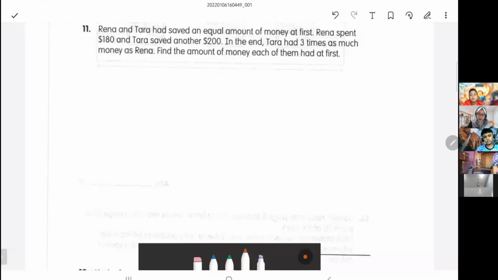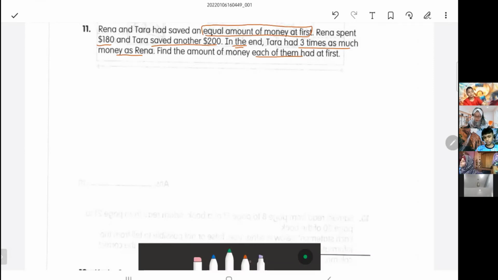Rina and Tara had saved an equal amount of money at first. Rina spent $180 and Tara saved another $200. In the end, Tara had 3 times as much money as Rina. Find the amount of money each of them had at first. So they have equal amounts, so whatever amount you get is for both of them. Okay, I am going to use the units method to do this question.